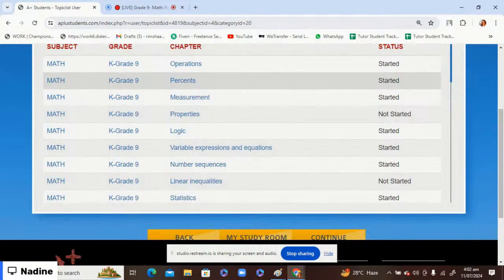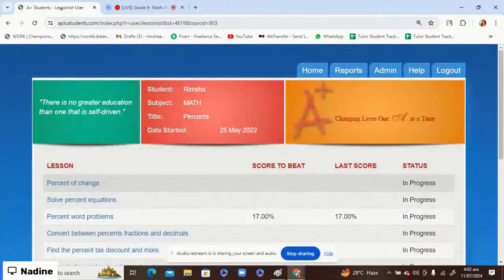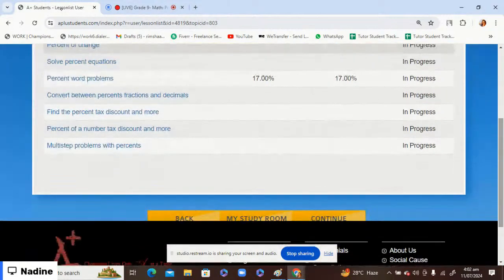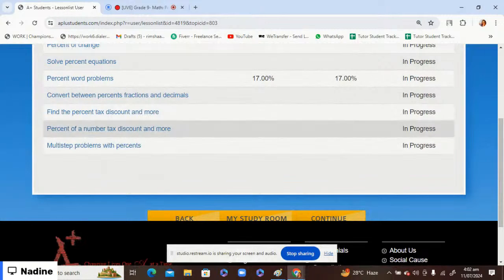Today we start the percents. Only two lessons are left from that chapter. First we discuss the percent of a number, tax, discount, and more.